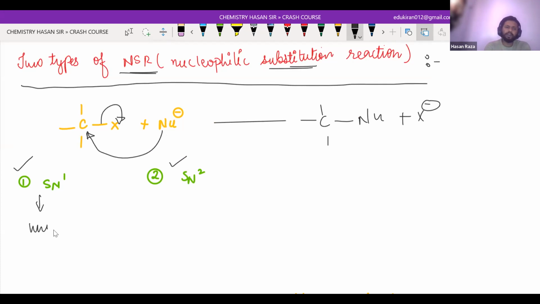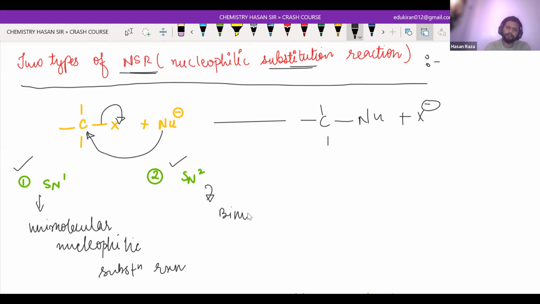SN1 is basically unimolecular nucleophilic substitution reaction. And SN2 is basically bimolecular nucleophilic substitution reaction. You have heard this statement. What I want to say is, unimolecularity and bimolecularity in chemical kinetics, right? Unimolecular means the reacting species is single, and bimolecular means the reacting species is double.